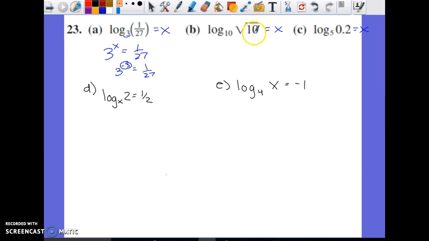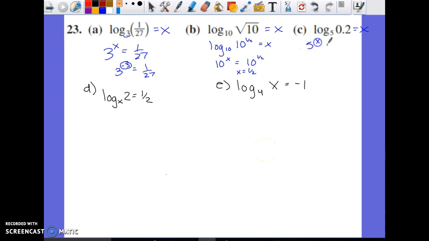Now what you need to know is that the square root of 10 is the same as 10 to the 1/2. So I'm going to rewrite this as log base 10, and if there wasn't a 10, you would just assume it's there, 10 to the 1/2. So 10 to the what gives me 10 to the 1/2? 1/2.